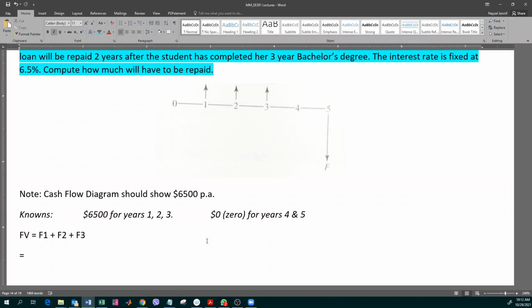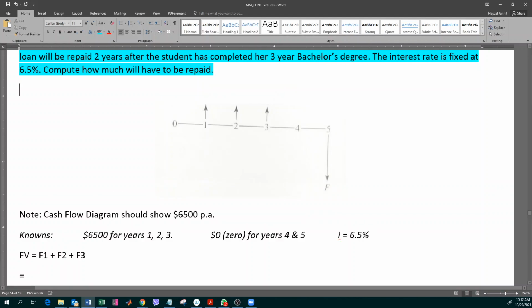We have to calculate, and we know that our interest rate is equal to 6.5%. Now, when we use annuity, the assumption is that the annuity continues all the way till year 4 and year 5 as well. That's the catch. So let me put a note here. Okay, notes.